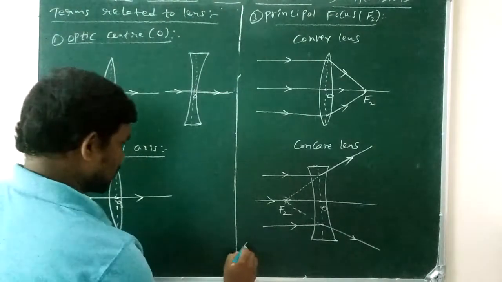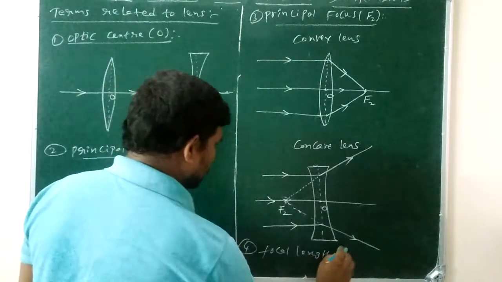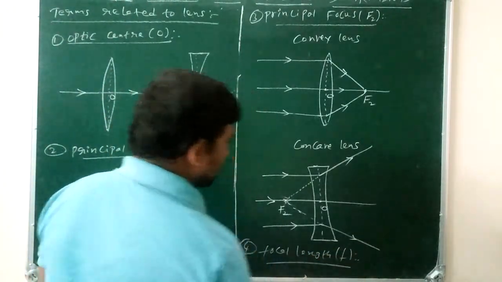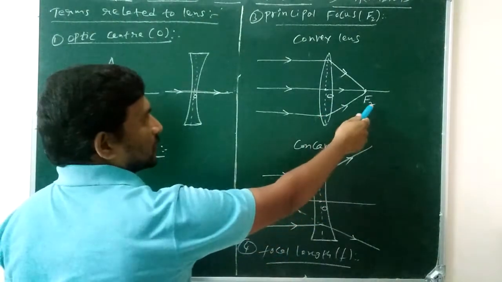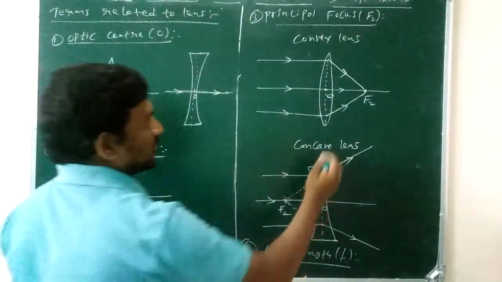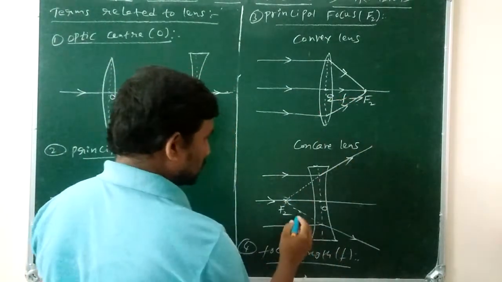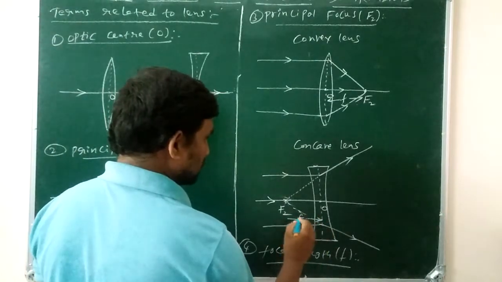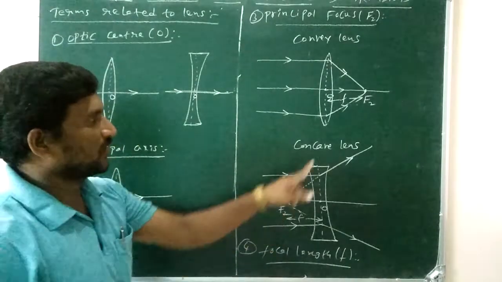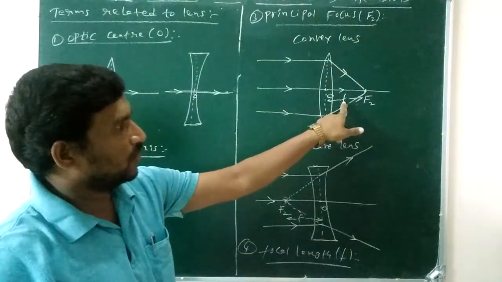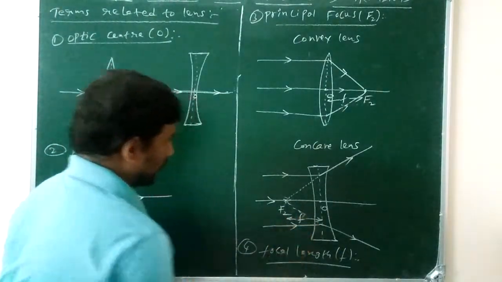Now, the fourth definition, which we know very well, is focal length. It is denoted with the letter small f. The focal length is the distance between the optic center and the focus. Here also, in concave lenses, the distance between the optic center and the focus is the focal length, small f.